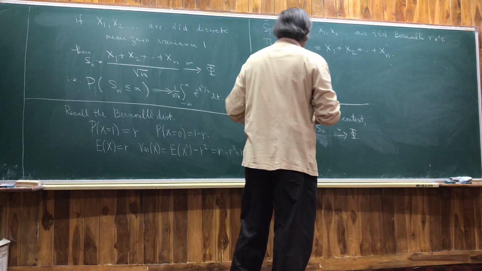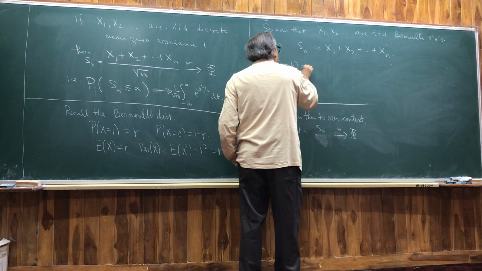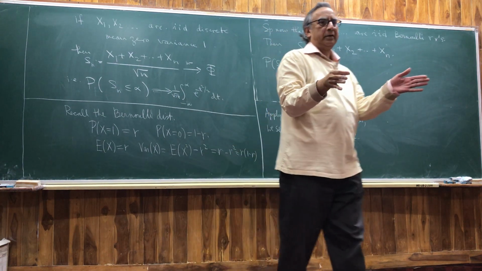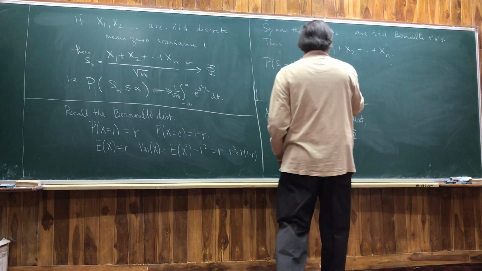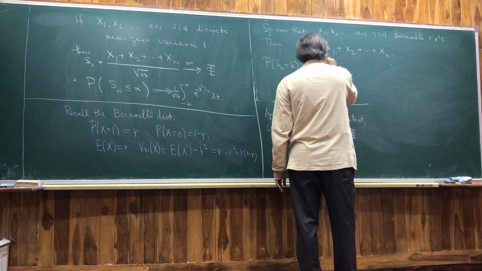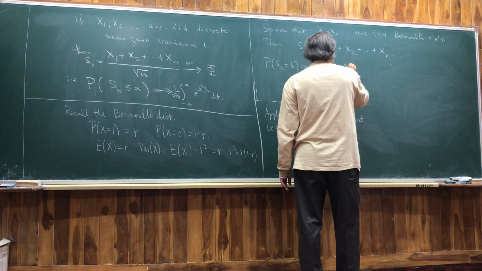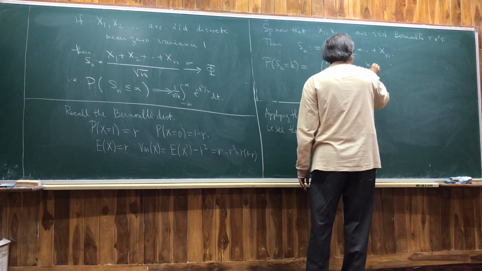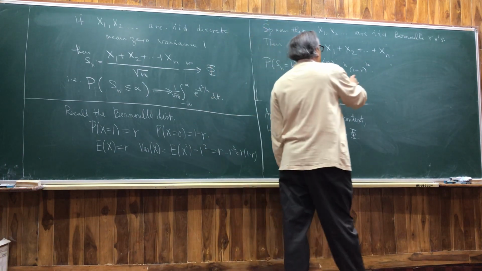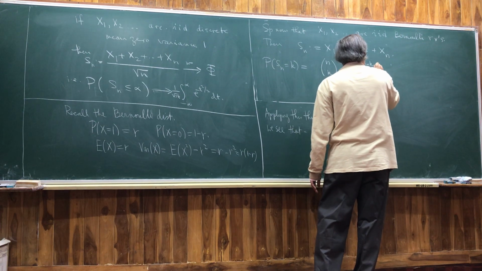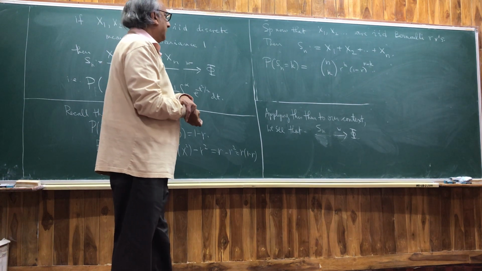The probability that Sn equals k is given by, in n trials, you've got 0, 1, 0, 1. How many ones am I going to get? It's going to be n choose k times r to the k times 1 minus r to the n minus k. Right, the probability that Sn equals k is simply that.